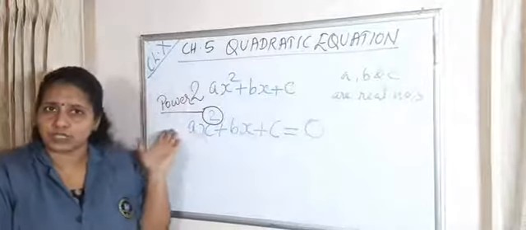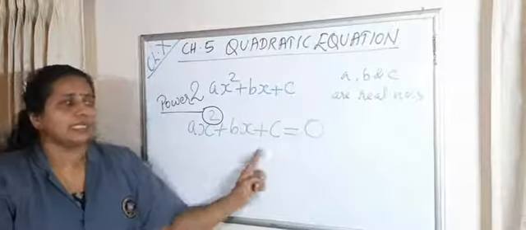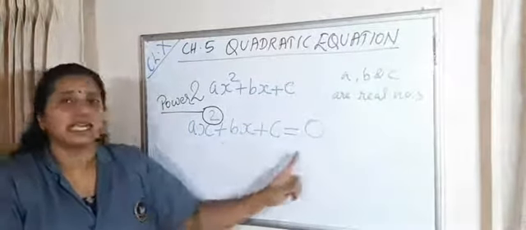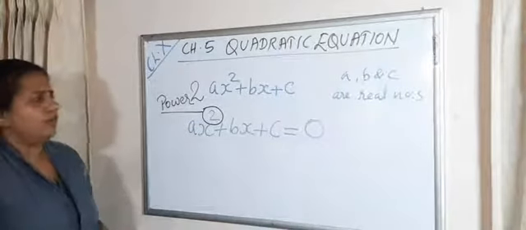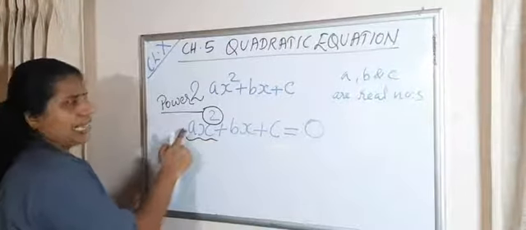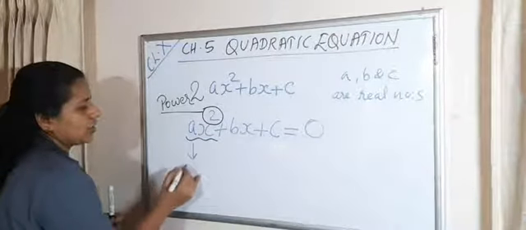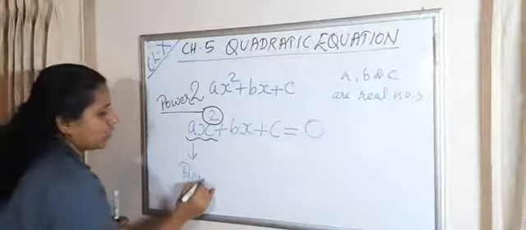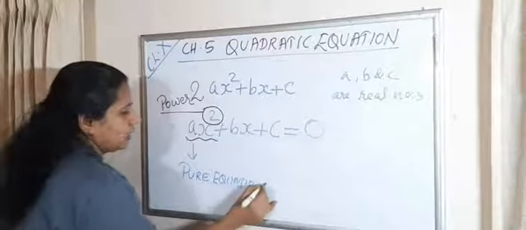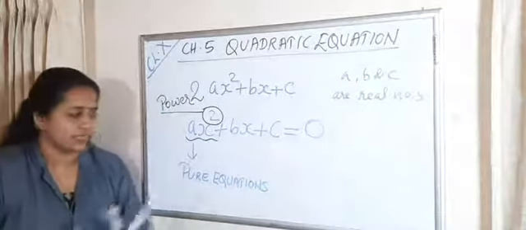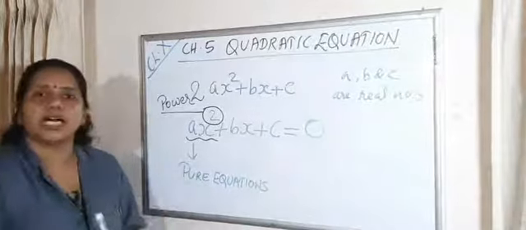That is, the power is 2, a, b, c are real numbers, and it is an equation, that is, the equal sign is there. Okay? Now, when we take only this part, ax², then we can call this equation a pure equation. From this you will get pure roots. That's why we are calling it a pure equation.